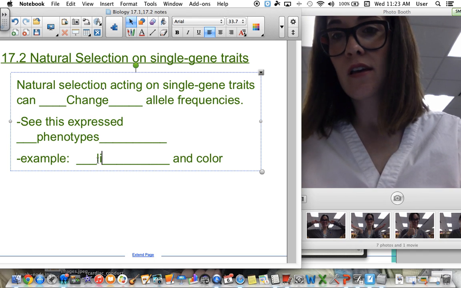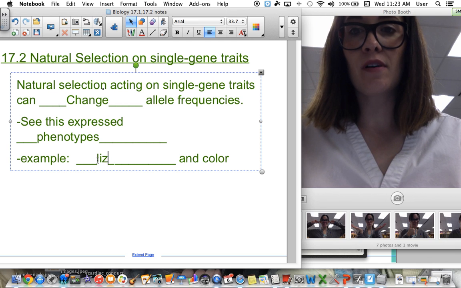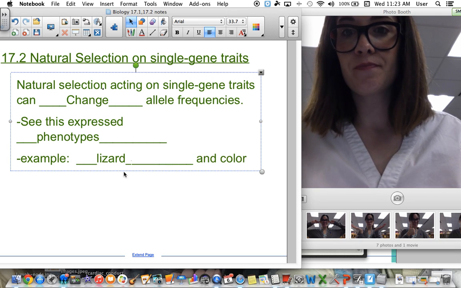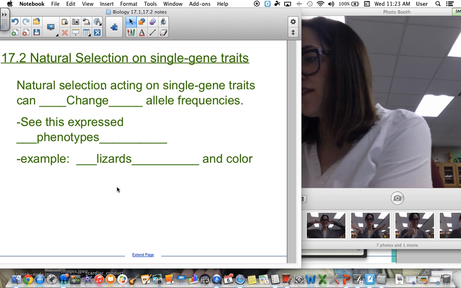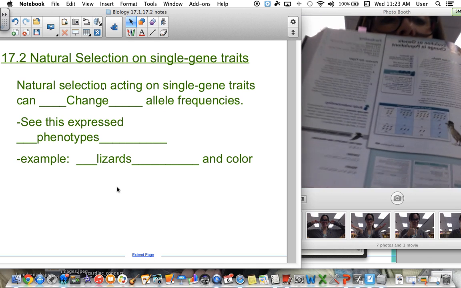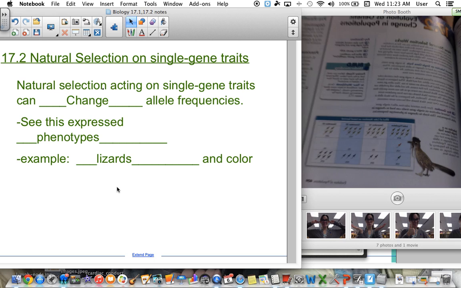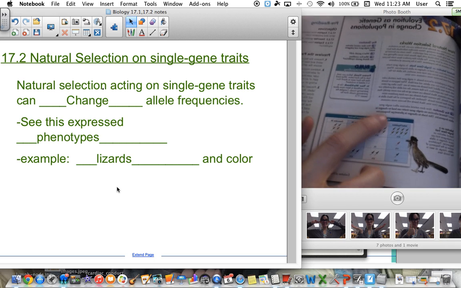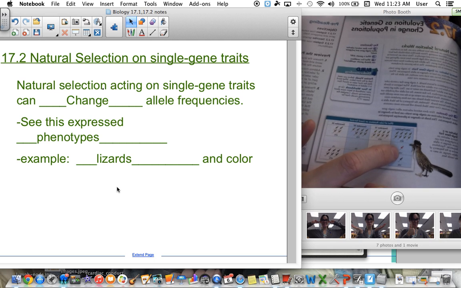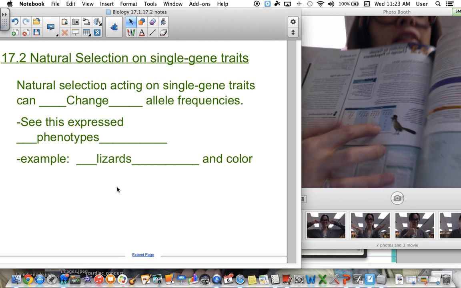Also in your book, in chapter 17.2, it talks about lizards and their color. And it talks about a population of lizards. The initial population, if you can see, right here, the initial population was mostly brown, with a few red lizards and a few black lizards.